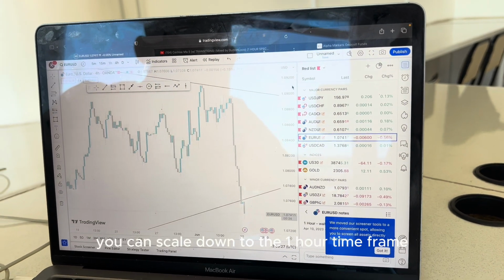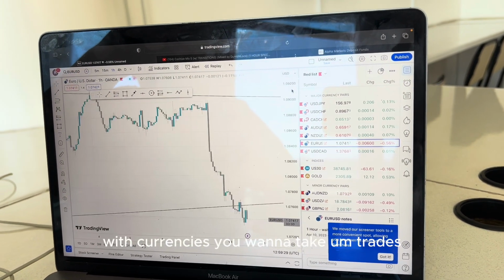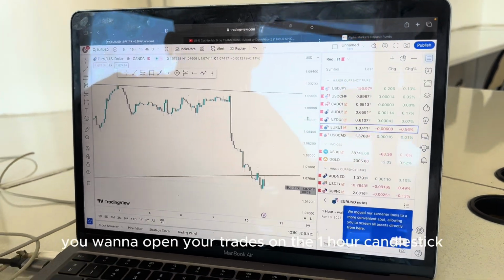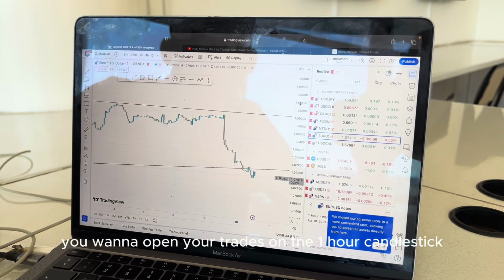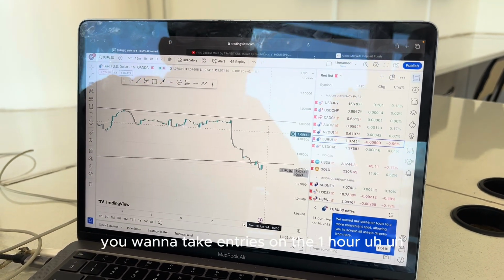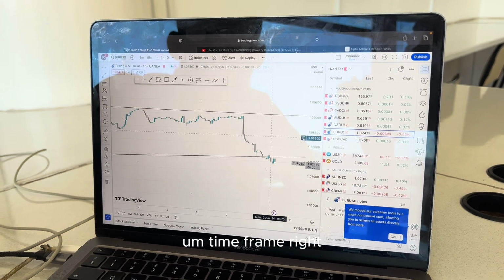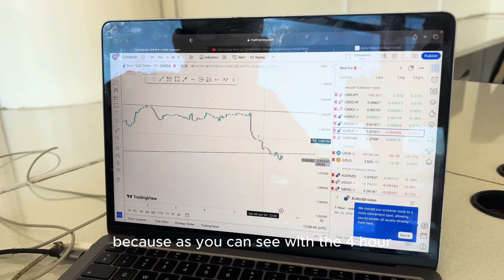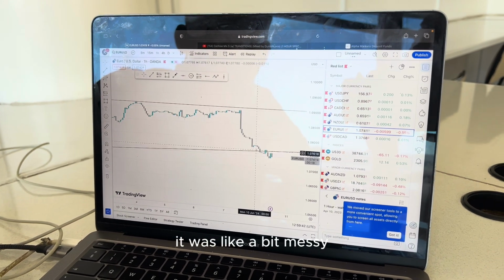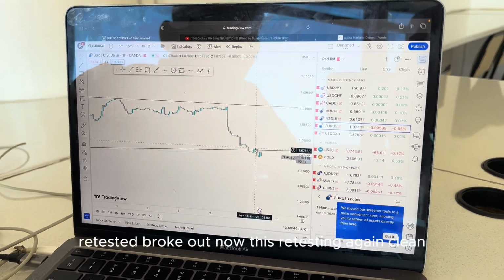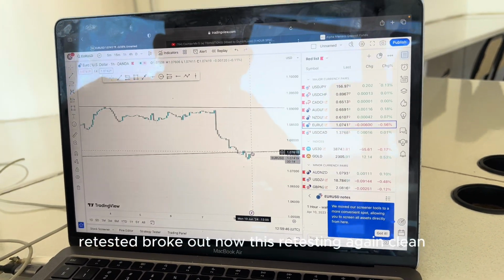But if you missed it, you can scale down to the 1 hour time frame. With currencies, you want to open your trades on the 1 hour candlestick. You want to take entries on the 1 hour time frame, right? Because as you can see, the 4 hour was a bit messy, but with the 1 hour it broke out, retested, broke out. Now this is retesting again, clean.